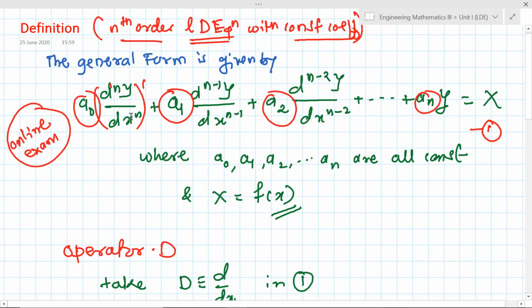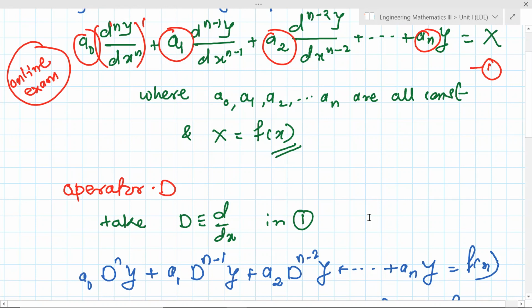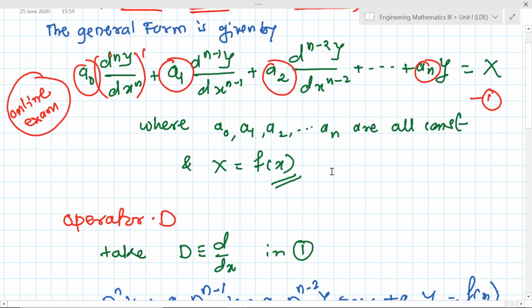It is given by this equation, equation number 1, where a0, a1 up to an are all constants and x is a function of x. And parallelly we have seen what the operator D is and how this operator works. So we just try to reduce the form of this equation.